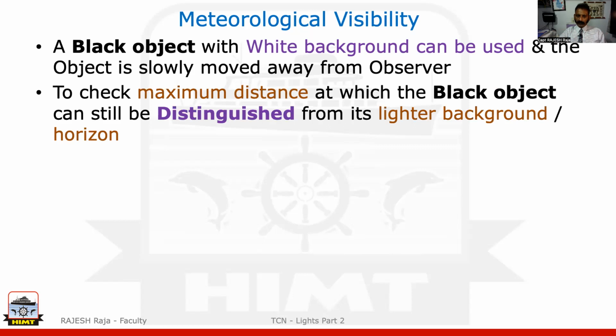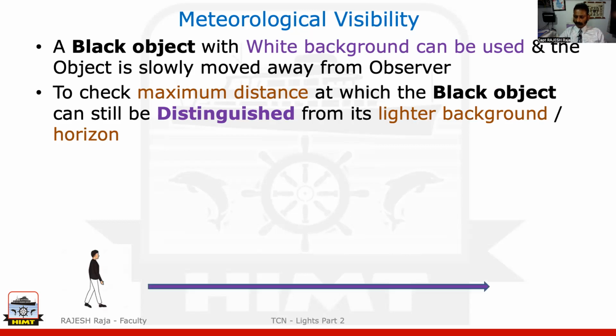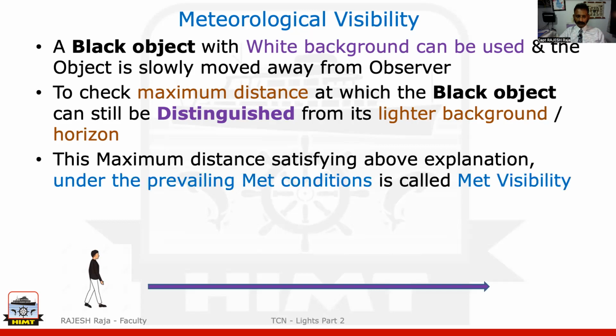Now this particular canvas, the object with a white background, is slowly moved away from you. They keep on moving, and you wait for the maximum distance at which you can still see the black object and distinguish it from your lighter background. This background could be the horizon also. So that means a man is standing and that object is kept on moving away from you, and I'm going to look at the maximum distance in that particular prevailing met visibility condition.